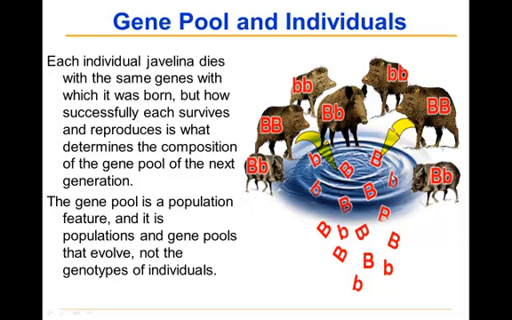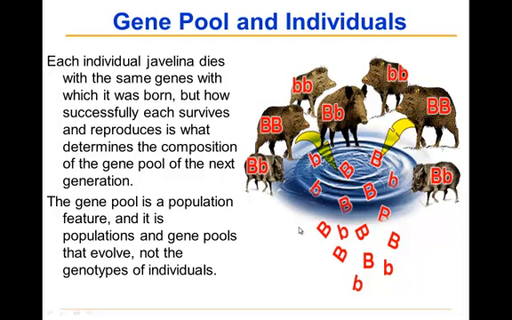And so they're contributing alleles if they survive and reproduce, and if they don't, then their alleles are removed from the gene pool. And a gene pool is a population feature, and you should recall that it is populations and gene pools that evolve, not the genotypes of individuals. So when we talk about change in the genetic structure of a population, we're typically talking about the genetic structure of the gene pool.